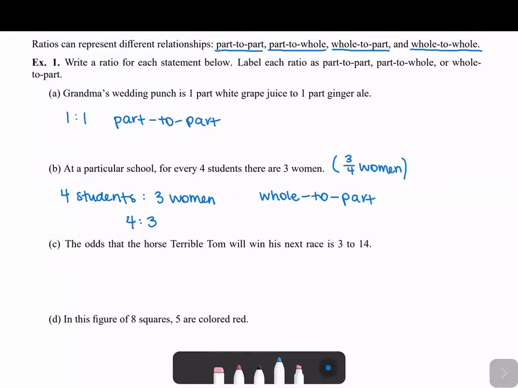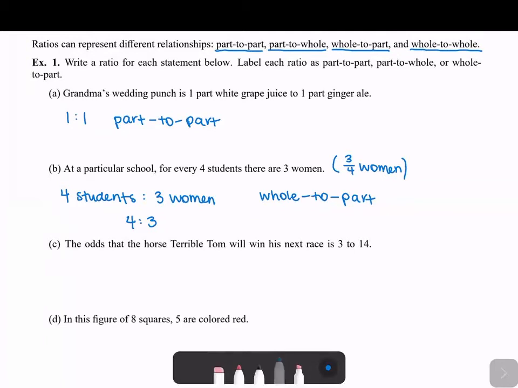But ratios can be represented any way. It just depends. That's why in the way I wrote this at first, I included our units, where we have 4 students to every 3 women. If you're doing things in a context like this, it's nice to have the units in that ratio.